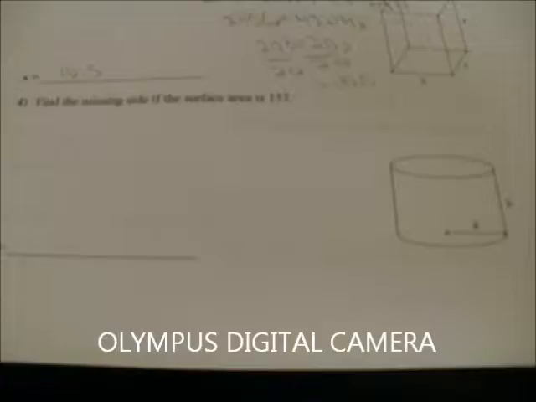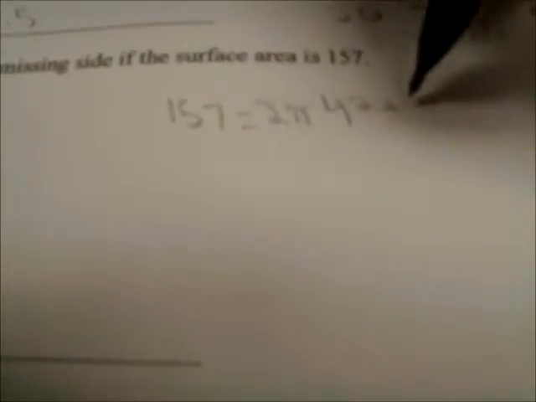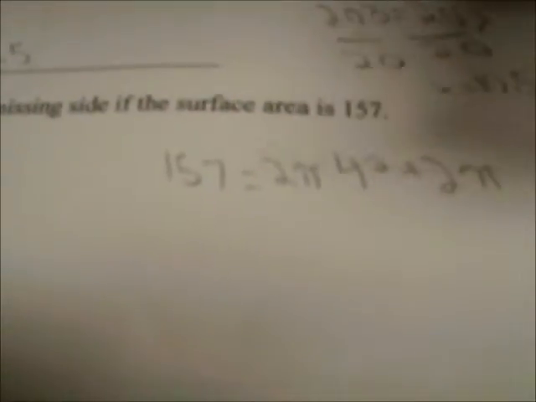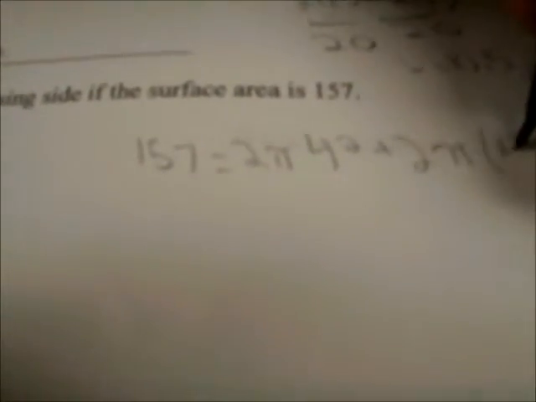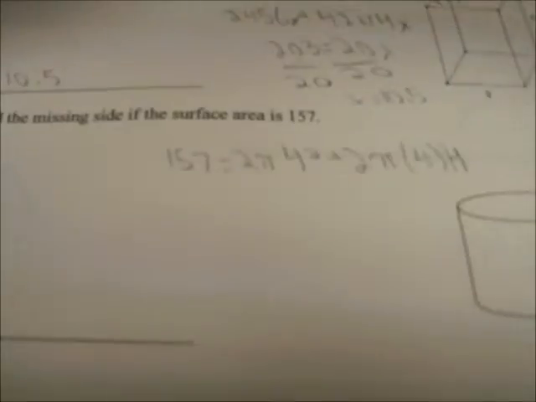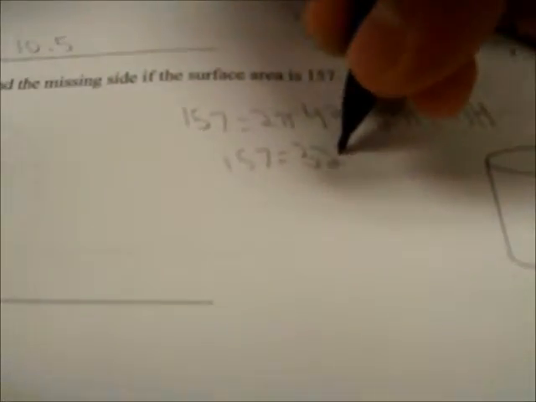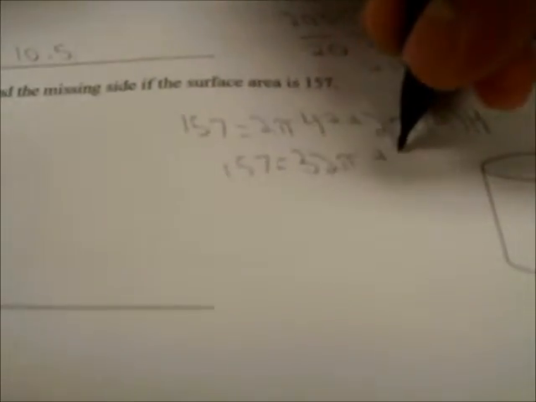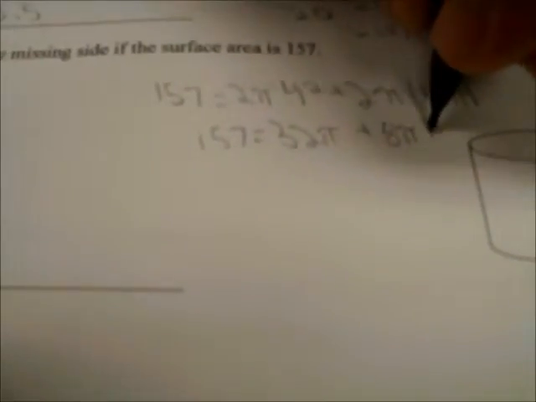For question 4, find the missing side in the surface area of the cylinder, which is 157. To find the height, we already have the radius. Here's our equation: 157 equals 2 pi times 4 squared plus 2 pi times 4 times h. So we simplify that down: 157 equals 32 times pi plus 8 times pi times height.